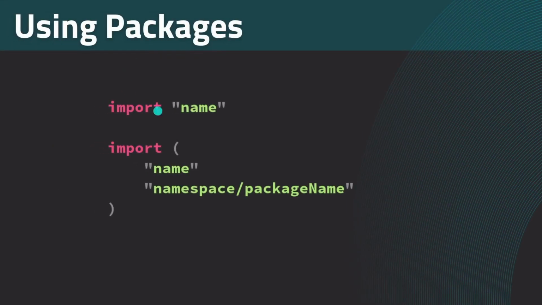To use a package, all we need to do is write the import keyword in our code, followed by the name of the package within double quotes. Since packages are so commonly used in Go, we can batch import many packages at once by using the import keyword again, followed by parentheses. Each line would be a package. So we have the name package along with the namespace / package name package. It's customary in Go code to have a namespace and then your package name. That way, if you have multiple packages, they'll all be listed under the same namespace.